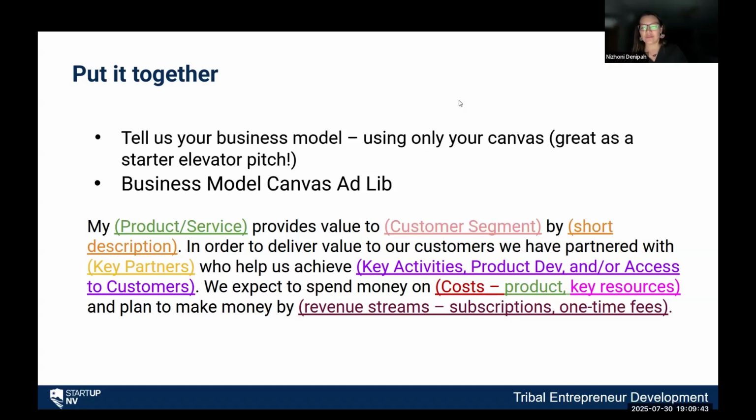The short description was hard for me to do. In order to deliver value to our customers, we have partnered with Native forward distributors, like GNU or Eighth Generation, who help us facilitate access to the design lines. I don't really know what they're called, the lines that we put out. We expect to spend money on our design team, the artists, silver or gold, precious stones, and production costs, and plan to make money by selling jewelry.